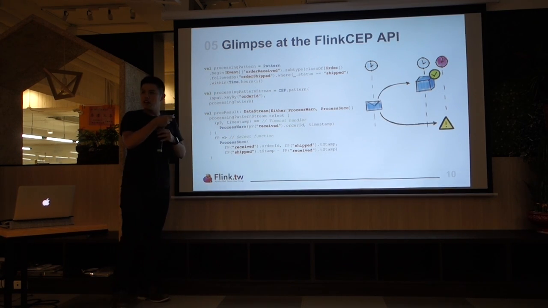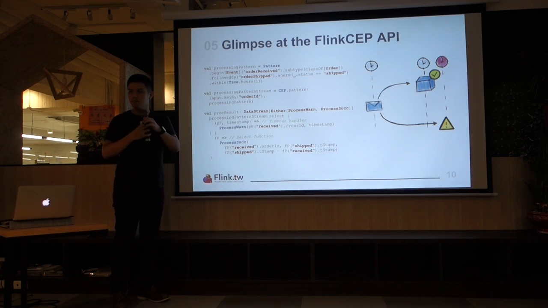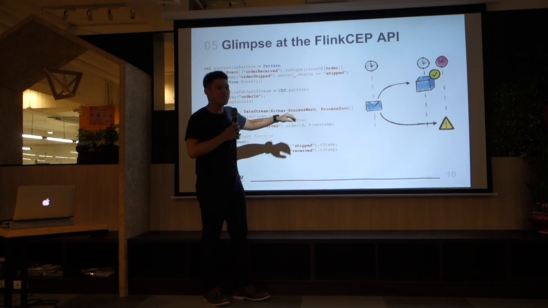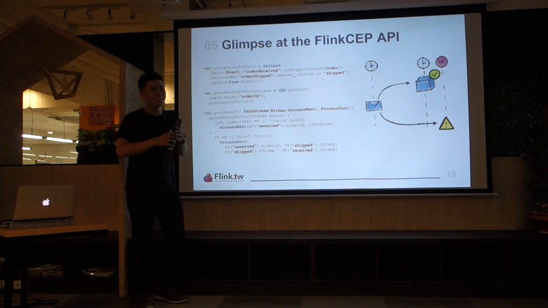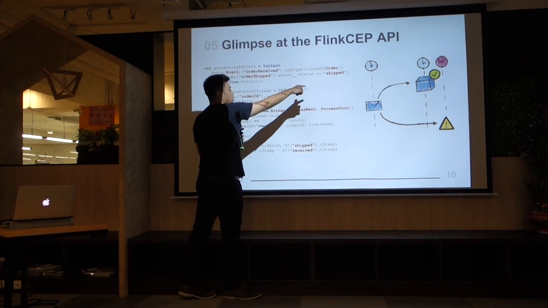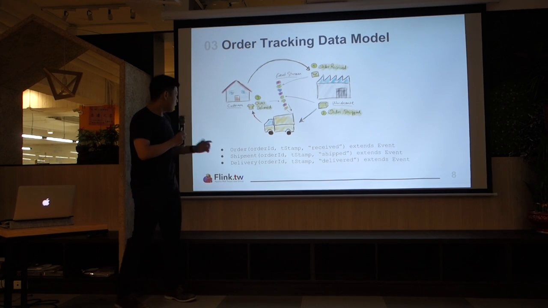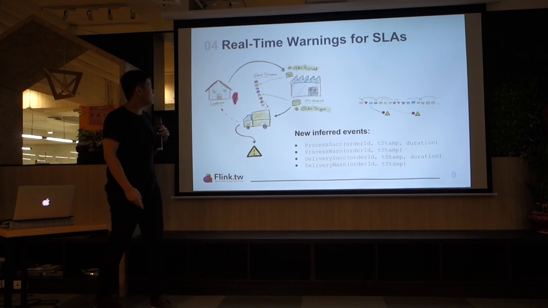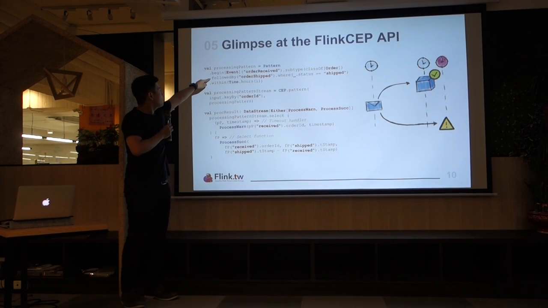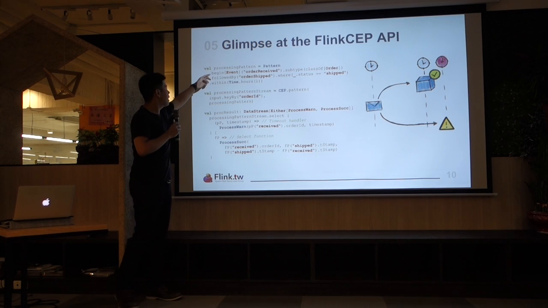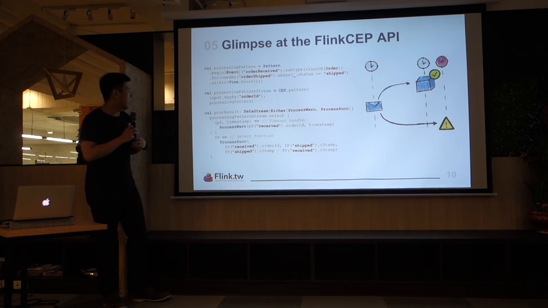Does everybody know Scala? Okay, well, I'm not that good in Scala, so I actually get confused with this a lot. But what this means is whatever event we get, if the status equals shipped, then this state is triggered. And then we define that this has to happen within 1 hour. So this pattern has to happen within 1 hour.